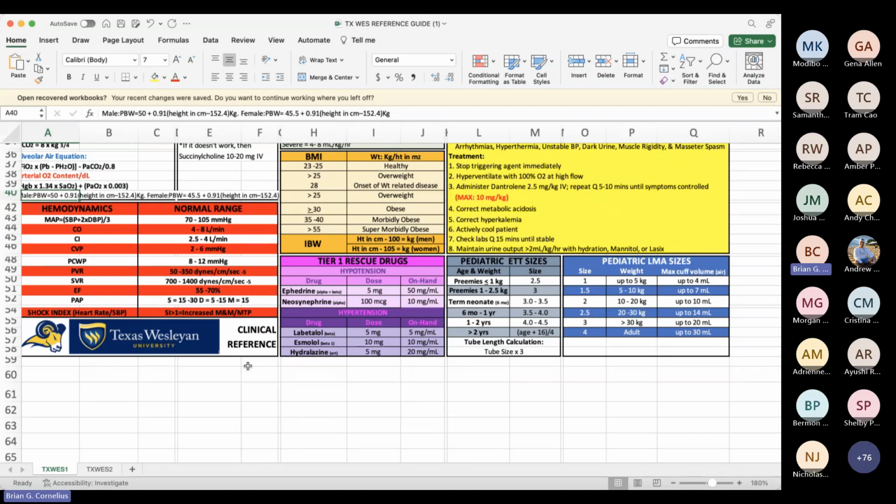Almost everywhere you go, you're going to have to reconstitute ephedrine or at least draw it up. The usual concentration is going to be 50 milligrams in 1 ml. There are some places that have 50 milligrams in 10 mLs, but you're still going to wind up with that concentration being 5 milligrams per ml. So if you have a hypotensive bradycardic patient, ephedrine will be your drug of choice.